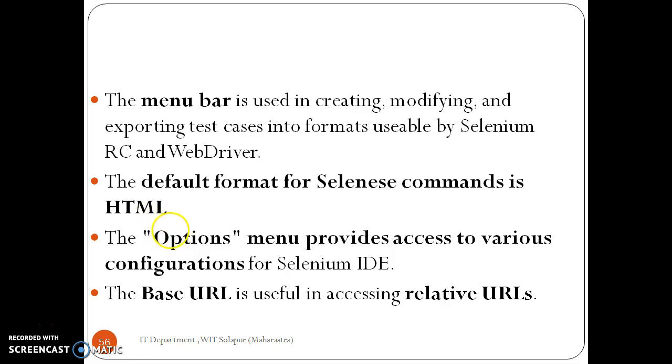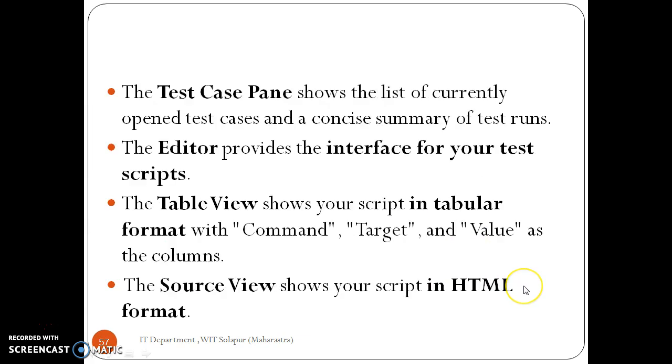The option menu provides access to various configurations. The base URL is used for accessing relative URLs. Then the test case pane shows a list of currently open test cases and a concise summary of test runs. The editor provides the interface for your test scripts. In the editor there are the table view and the source view. The table view shows the script in tabular format with commands, target and value.